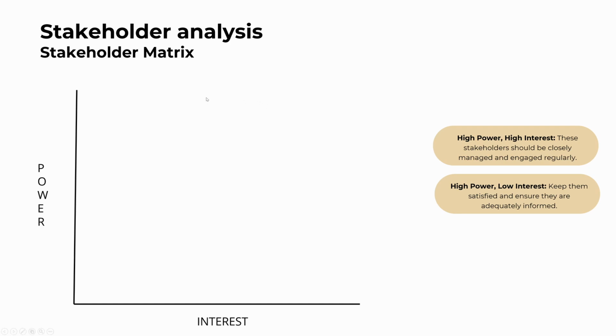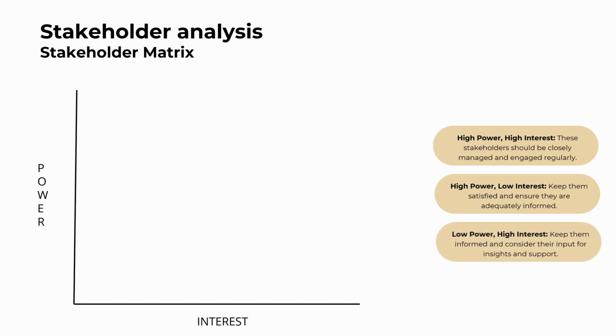On the other end of the interest axis, you will see the high power, low interest stakeholders. These are the stakeholders that you need to keep satisfied, as well as ensure that they are adequately informed. Even though they have a relatively low interest, they can still make or break whatever you're working on because they are high in power.